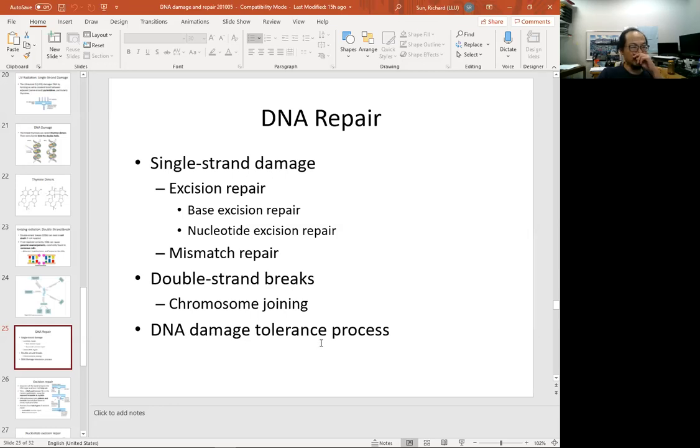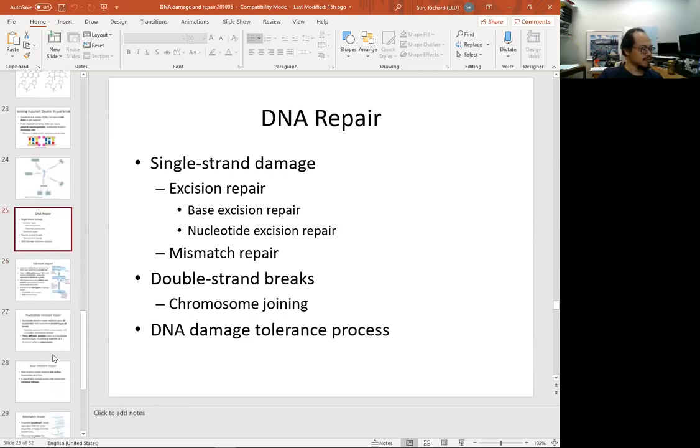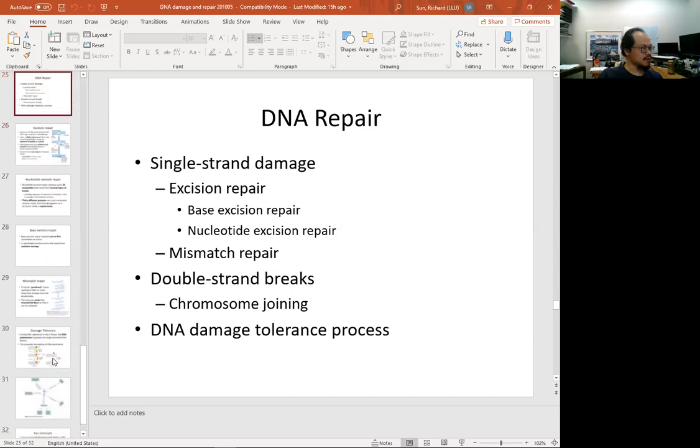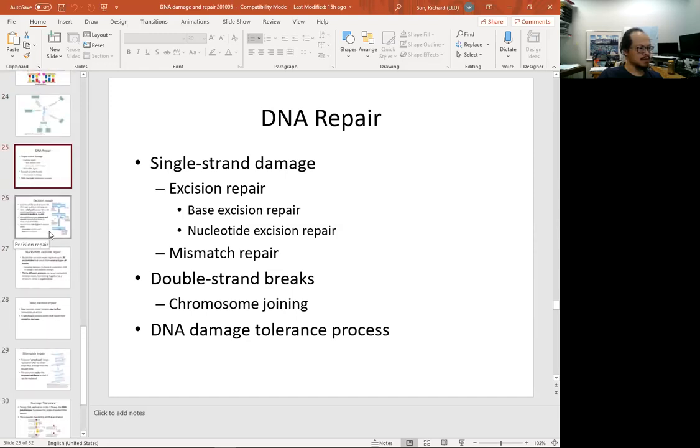Or DNA damage tolerance. So when we replicate, we can just skip that injured one and still complete that replication. All right, so let's see, the rest will be the mechanism of this one. These are different repair mechanisms.